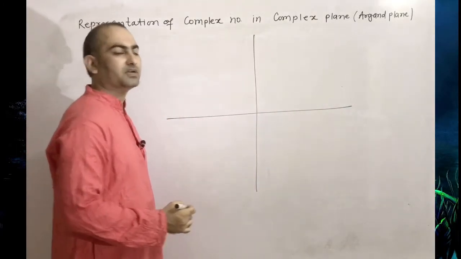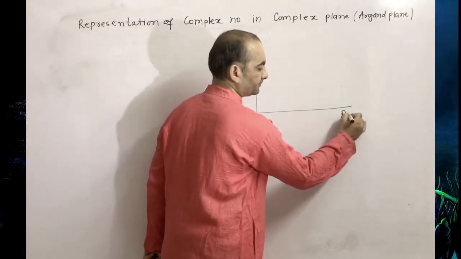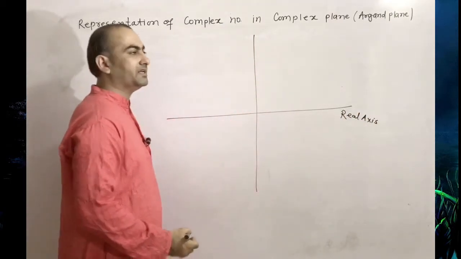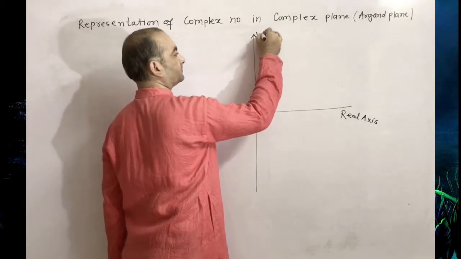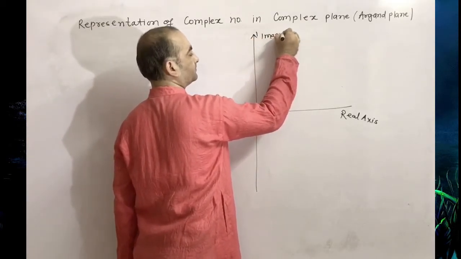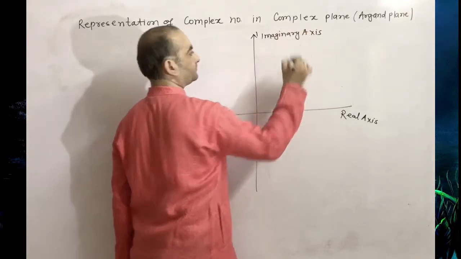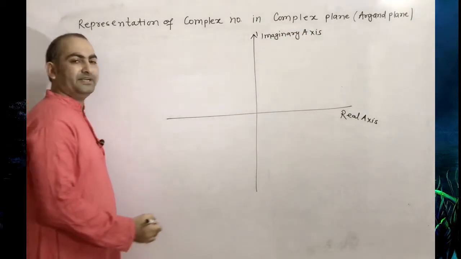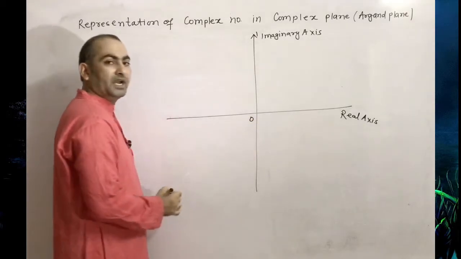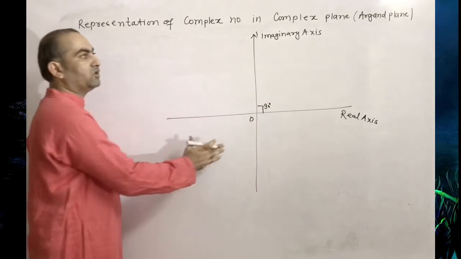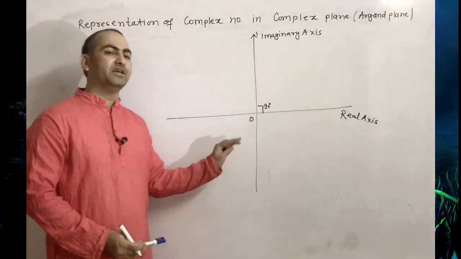Horizontal line we call what? Real axis. Vertical line we call what? Imaginary axis. Okay, and intersection point we call what? Origin, and angle between these two lines what? 90 degree. This plane we call what? Complex plane, or we can say Argand plane.